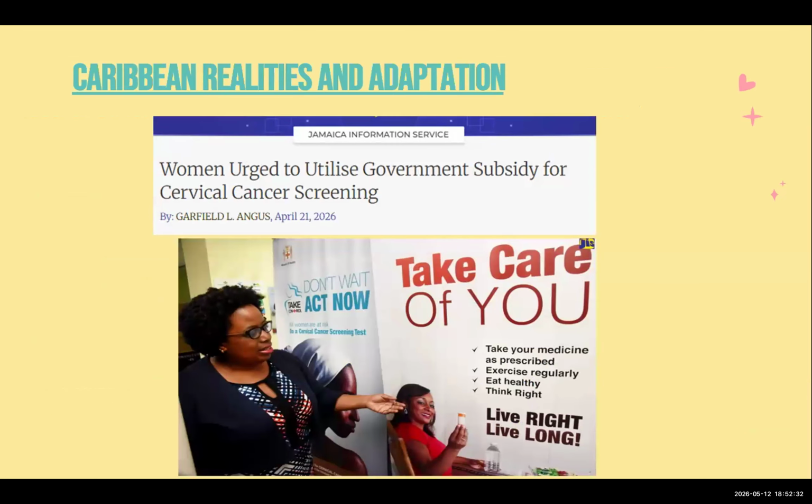So in our Caribbean neighbor Jamaica, the government actually subsidized cervical screening tools for women ages 21 years and up. This included the HPV DNA testing, just to reach out to the community to encourage patients to be tested more.